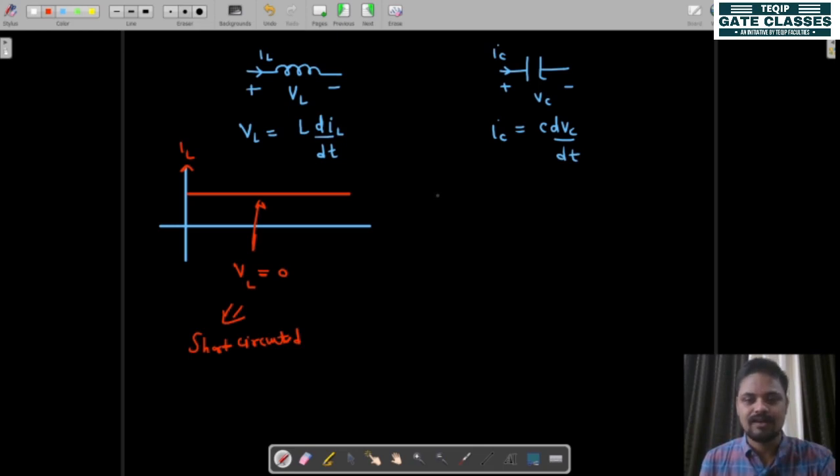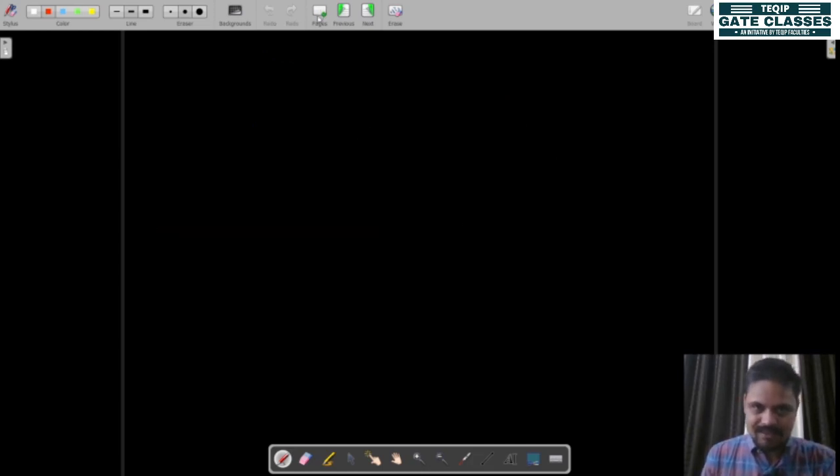In the next lectures, we will be analyzing the circuit. Before I finish this lecture, I want to discuss something, just a mathematical expression. Suppose a constant voltage V is given across this, with polarity plus here and minus here, for time 0 to t, where t goes to infinity.